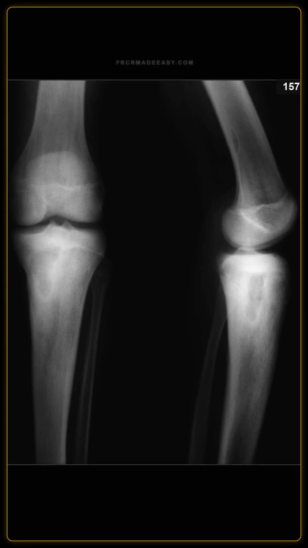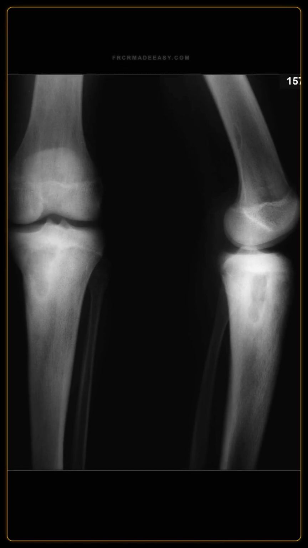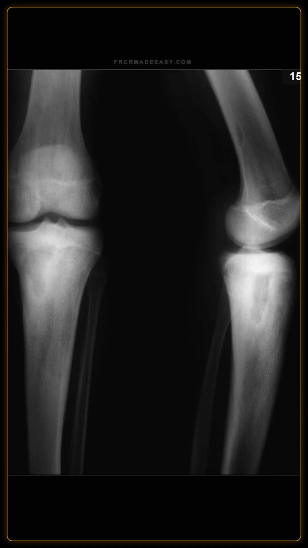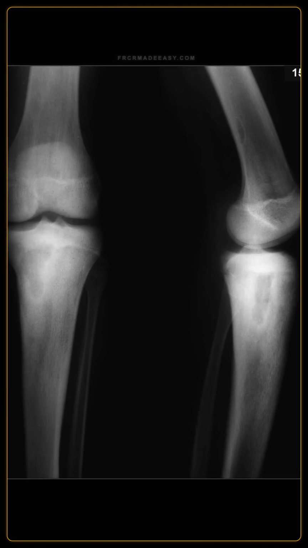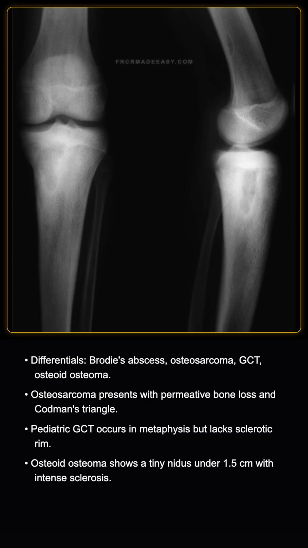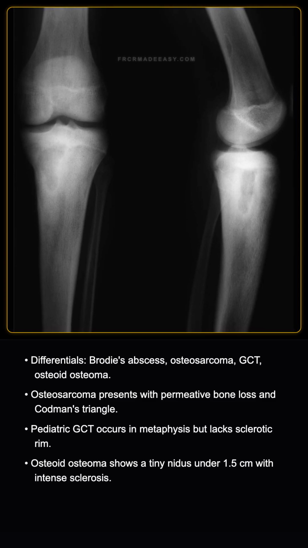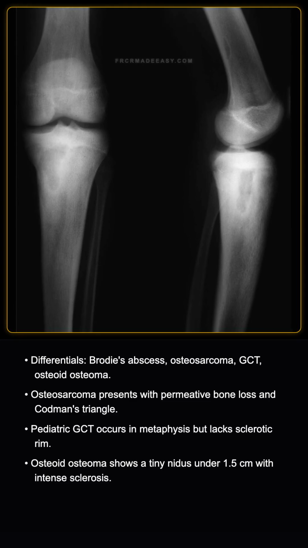What is the differential diagnosis for a well-defined metaphyseal lucency in a young patient, and how can we differentiate them? Well, the primary differential diagnosis includes a Brodie's abscess, osteosarcoma, a metaphyseal giant cell tumor, and an osteoid osteoma.